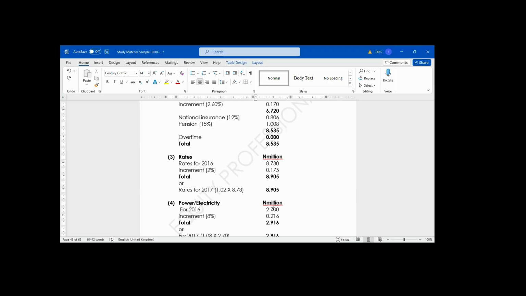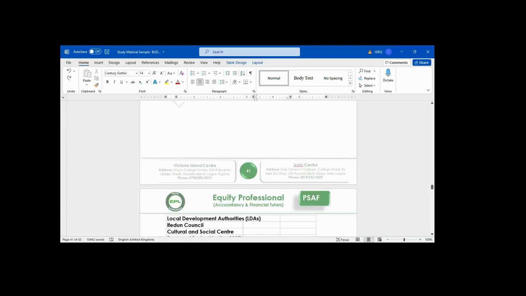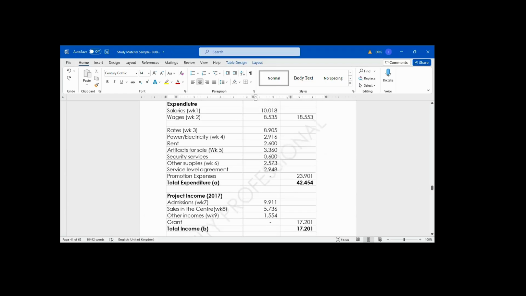Can we see that? Yes, sir. When you add the two together, it gives you what? 2.916. Another way you can get it, you can set 108% of 2.7. Abby? Yes, sir. But you will also get it. So 2.916. That is for power slash electricity.